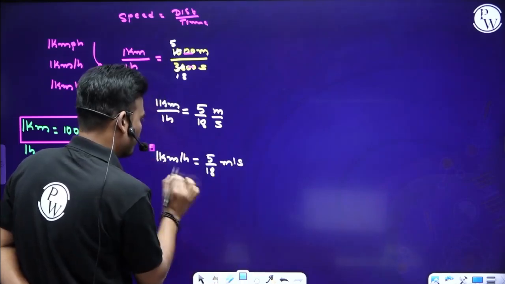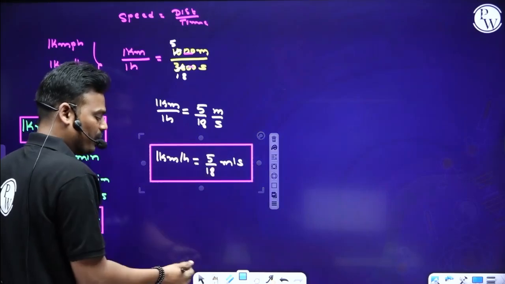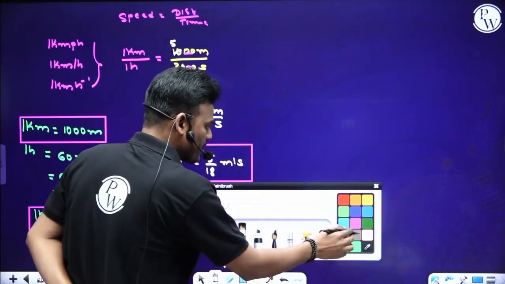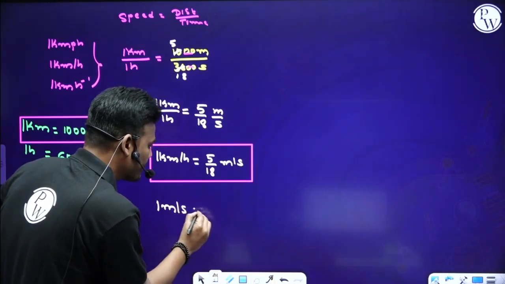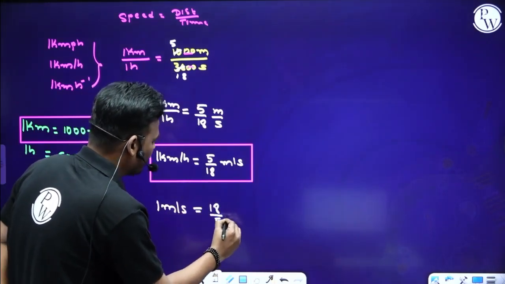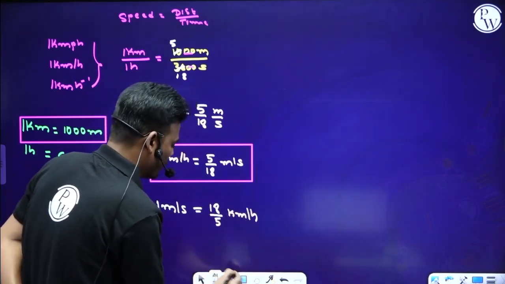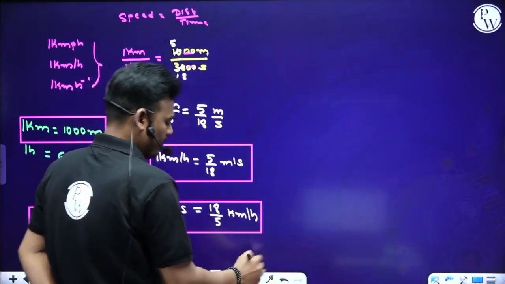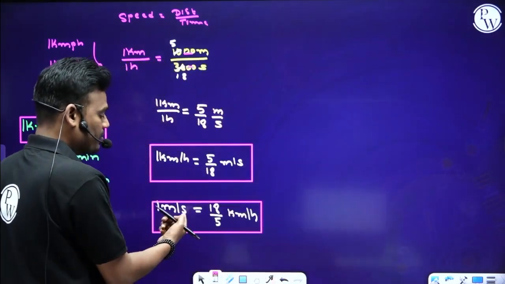So that means this is bigger unit to smaller unit. What if you write smaller unit to bigger unit? 1 meter per second can be written, cross multiplying, as 18 divided by 5 kilometer per hour. So here bigger unit to smaller unit, and here smaller unit to bigger unit.